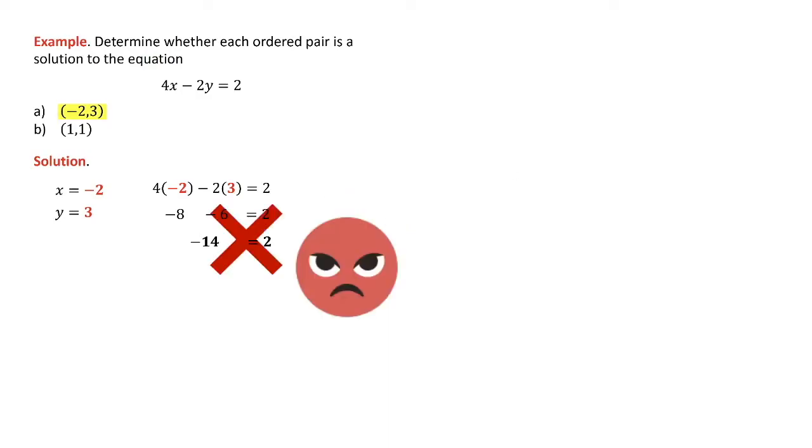Now, again, it's not necessarily good or bad. We got a little bit of an angry face. But the issue is it's not a solution. It is or it isn't. It's not a judgment call. It just isn't. Okay, so we can simply eliminate that point as being a solution. Minus 2, 3, the ordered pair is not a solution to this equation.